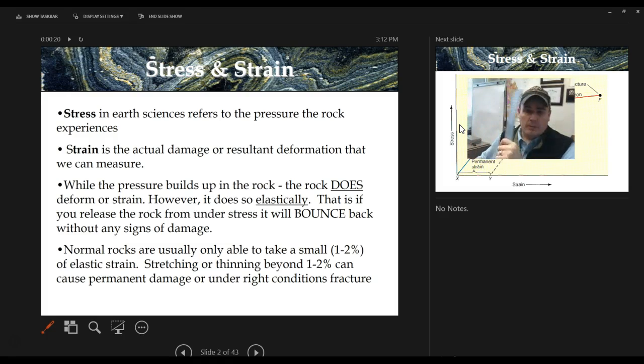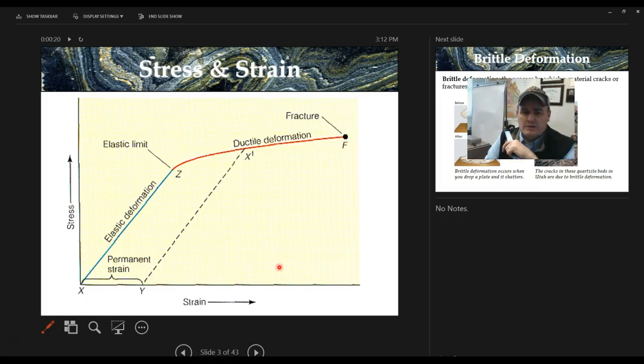Now normally rocks can usually only take a small amount of elastic strain, usually only 1 to 2%. So not much. Often we can't even see it with the naked eye. But stretching or thinning beyond 1 or 2% can cause permanent damage. Under the right conditions, it can actually fracture. So let's talk about this a little bit more.